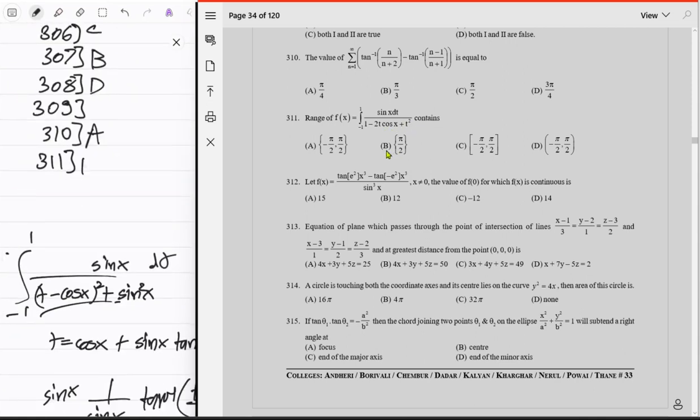Next question. But doesn't it actually depend on x itself? Oh god. It does actually.